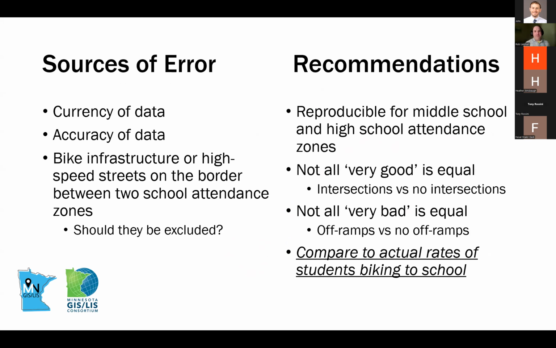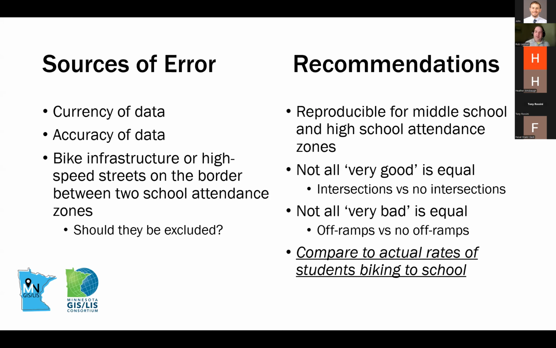As I was thinking about all these results, a few sources of error came to mind. Is the data current? Does it reflect the actual bike infrastructure that's on the ground today? And is it accurate? If it really is a protected bike lane, is that true on the ground? If it says it's a bike-only trail, is that true in real life?